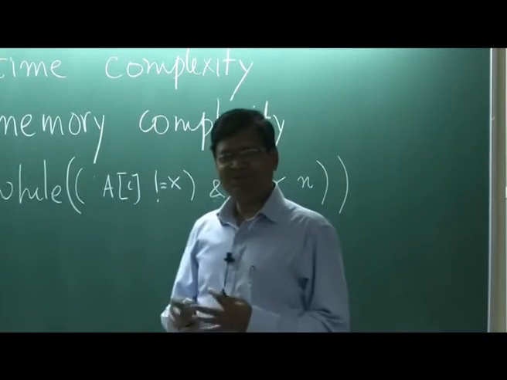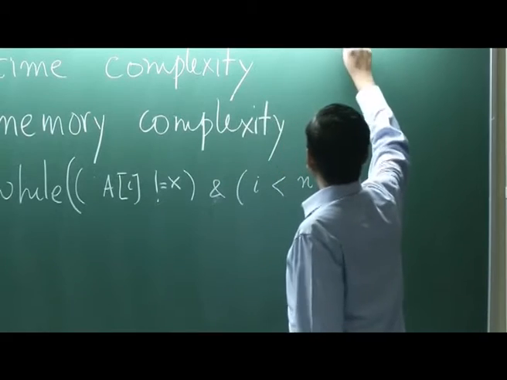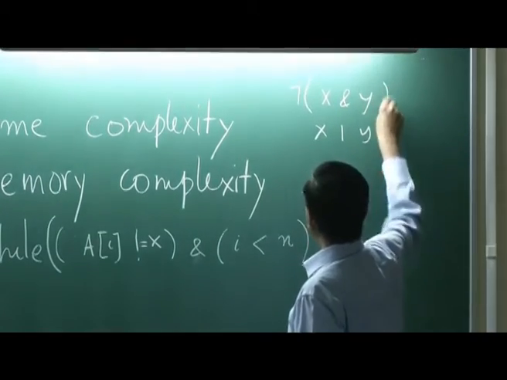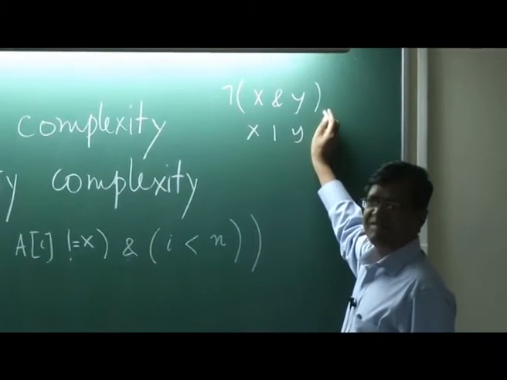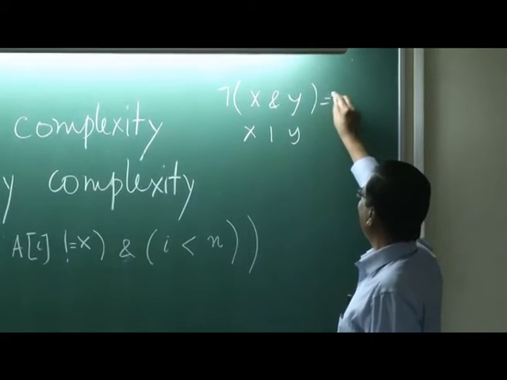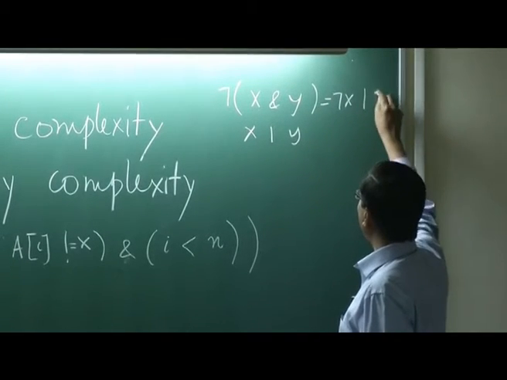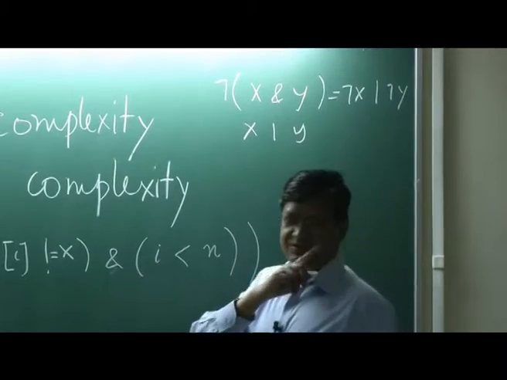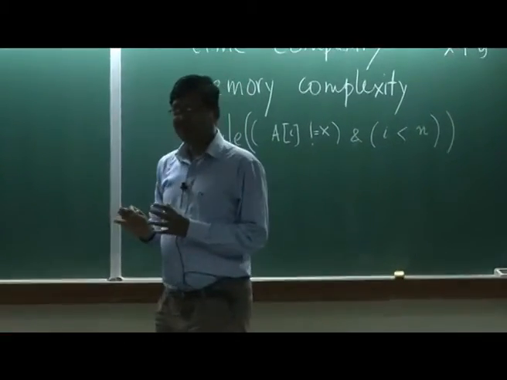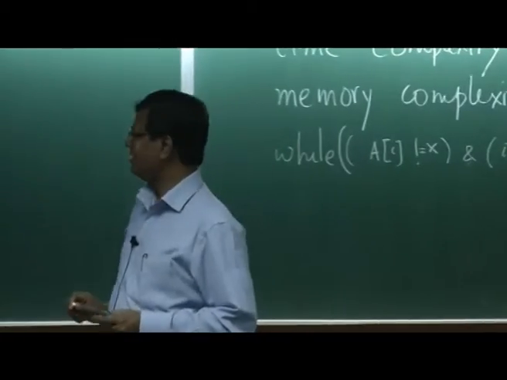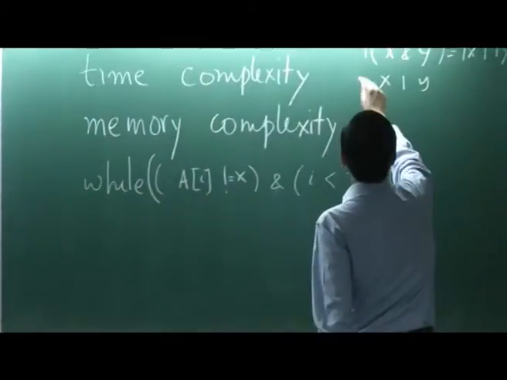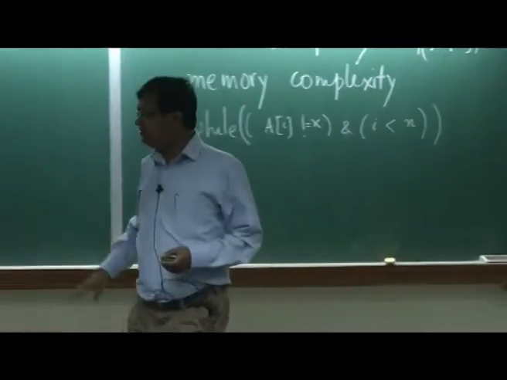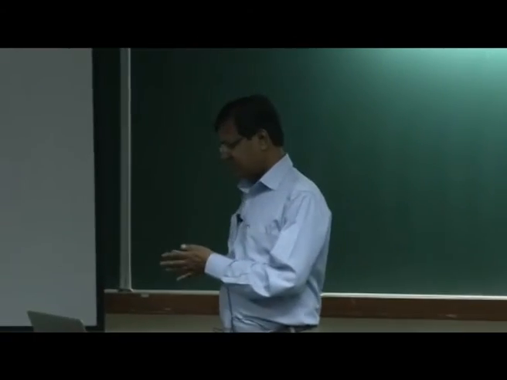This Boolean stuff you should also know. x and y, x or y, not of this is what? This is not x or not y, okay. So this one is important when you program, in fact you need it. What about not of this? This will become and, okay. So you have to do this. This is one place where people tend to make mistakes.